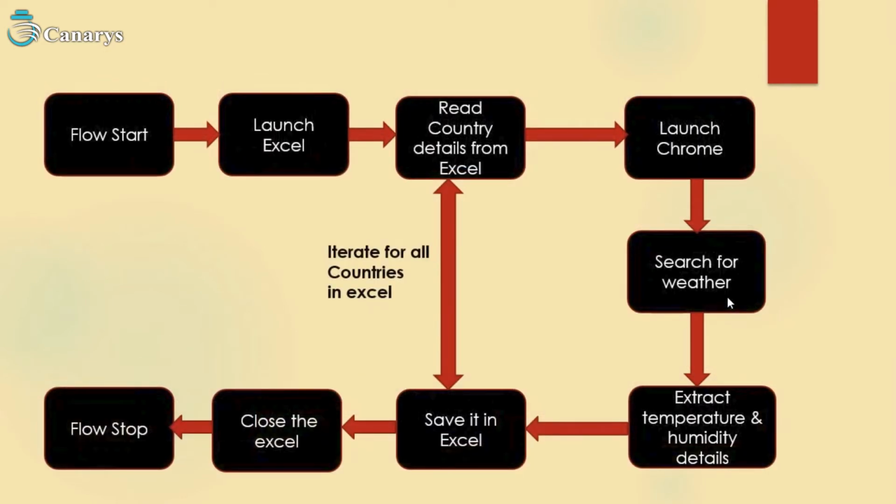Like that, we are going to get the input details from Excel. The flow will start. It will launch the Excel, and read the country details present in the Excel, and it will launch Chrome, search for the weather of those cities, and extract temperature and humidity details, and save them in Excel. Then close the Excel, and the flow will stop.